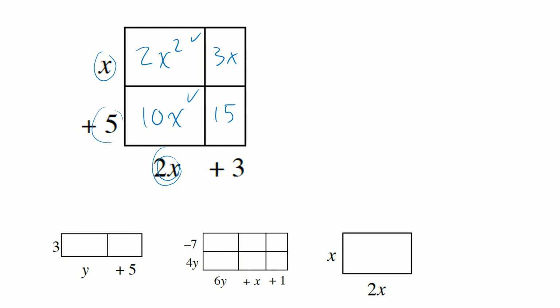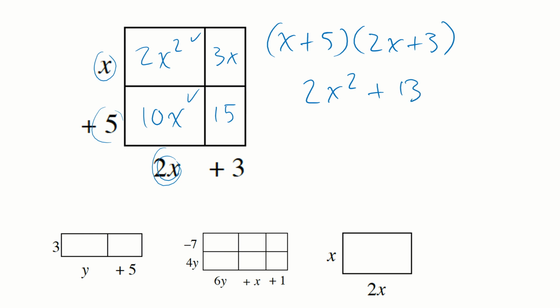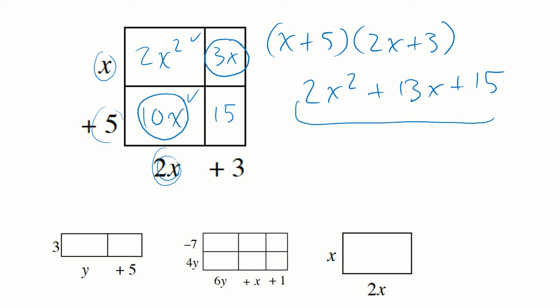So this is a quick way of modeling the following multiplication problem. If I have x plus 5 and I need to multiply that by 2x plus 3, the product of those two binomials is 2x squared plus 13x plus 15. And you can see I did combine my like terms, the 10x and the 3x, to get this product.